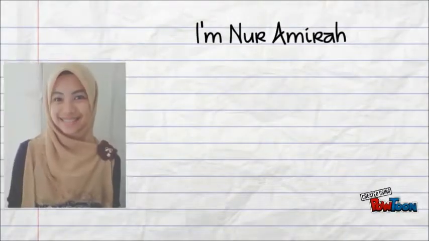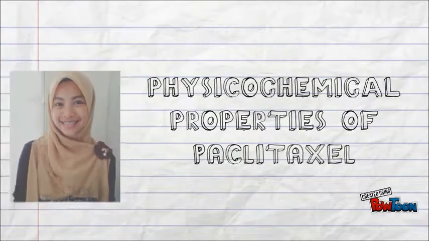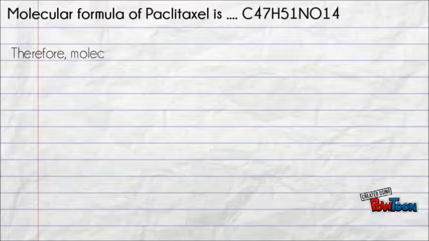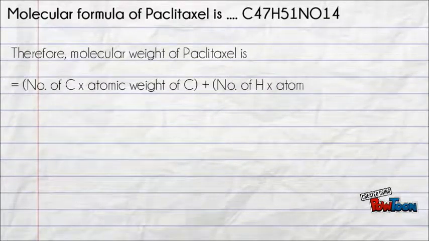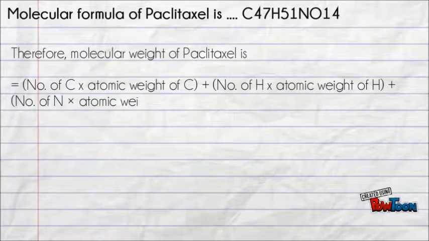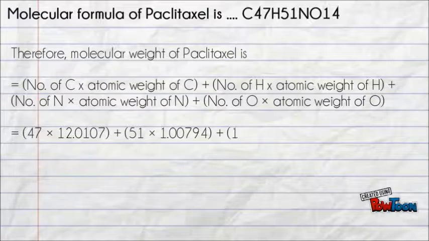I'm going to explain the physicochemical properties of paclitaxel. The molecular formula of paclitaxel is C47H51NO14. Based on the calculation, the molecular weight is 853.9061 gram per mole.